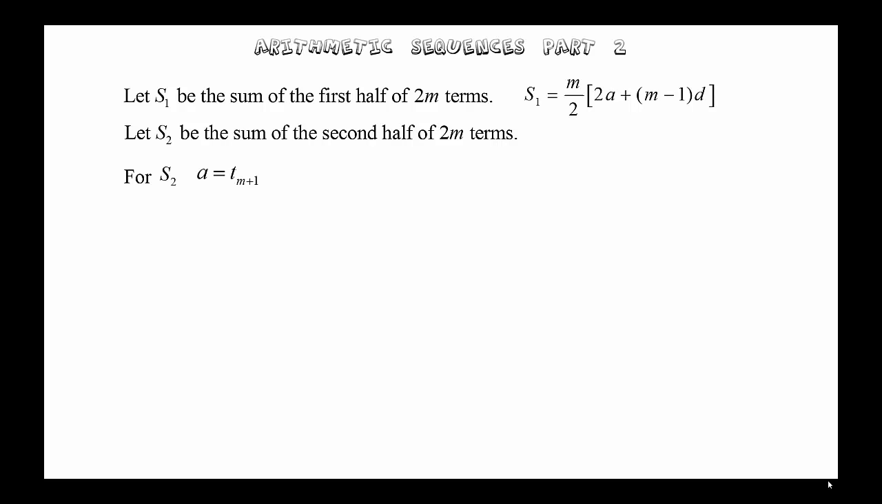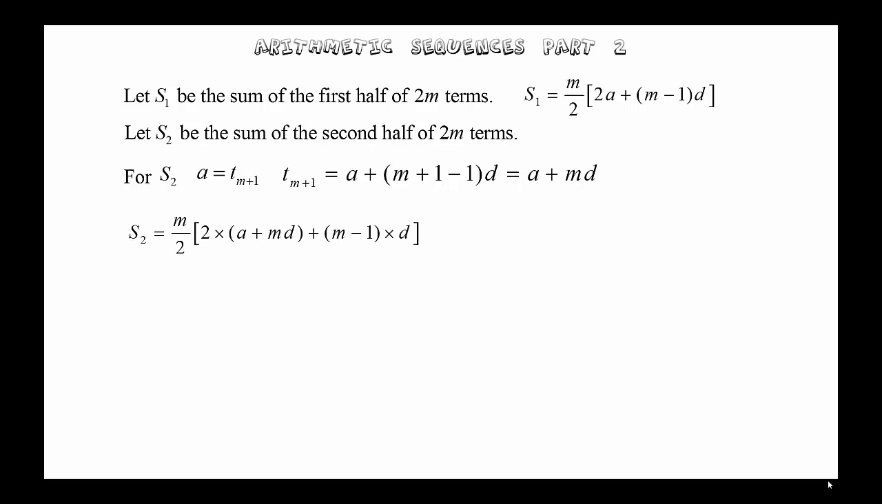Now, what's going to change is that the second half of the series will not start at the first term of the overall series. It will start, as you can see there, at the Tm plus 1 term. So we need to work out what that is, and we will do that using our Tn formula, where we replace the n by m plus 1, as you can see there. And it comes out that the m plus 1th term is a plus md. And we can replace that with the a in our formula for S2, as you can see there.